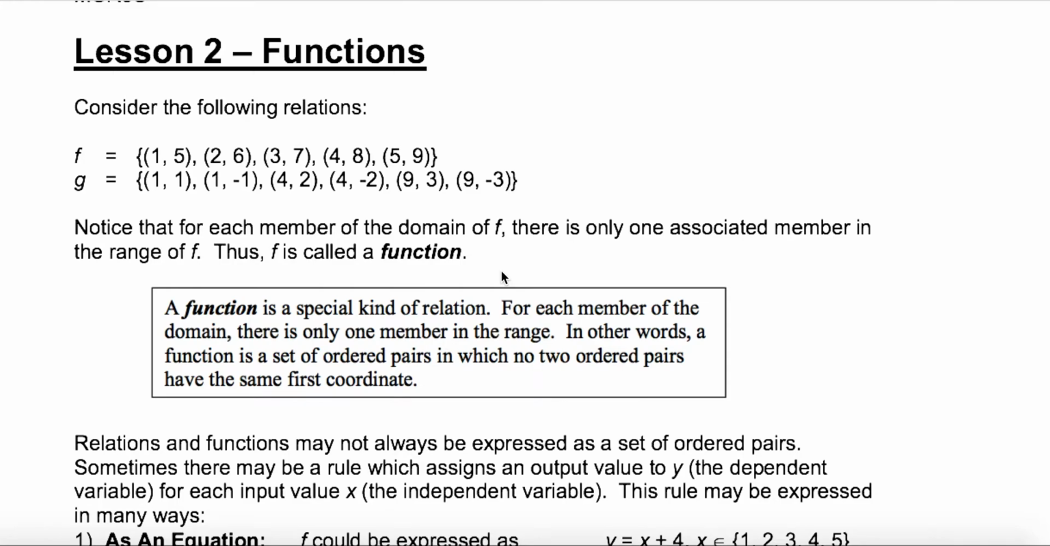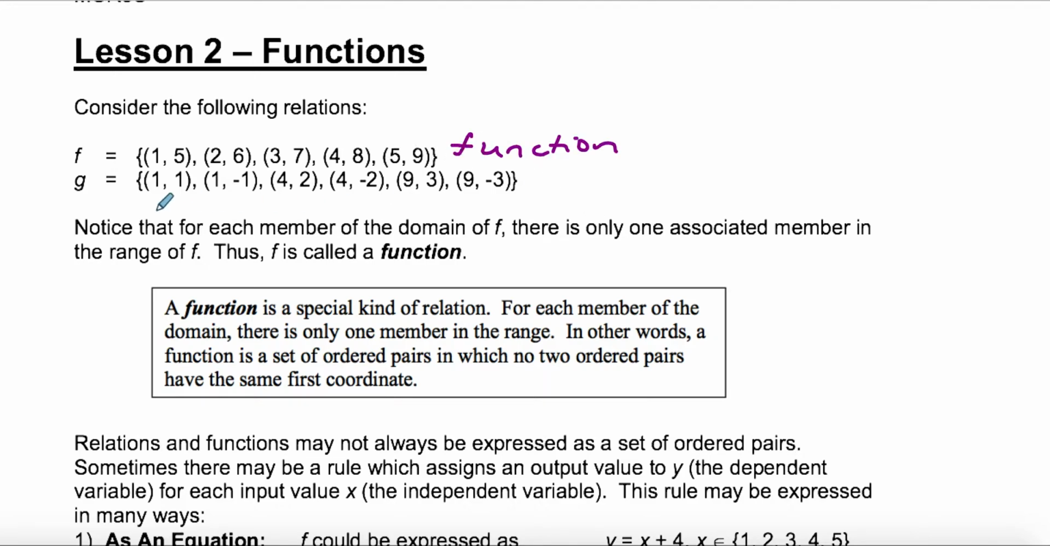So lesson one was on relations, and a special type of relation is called a function. When we look at these ordered pairs here in this relation F, we have (1, 5), (2, 6), (3, 7), (4, 8), and (5, 9). When we see this, for every x, you can only have one y. So basically, the x's can't be repeated. So this first one, f, is a function.